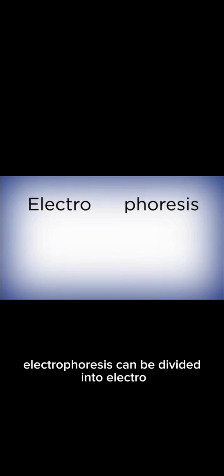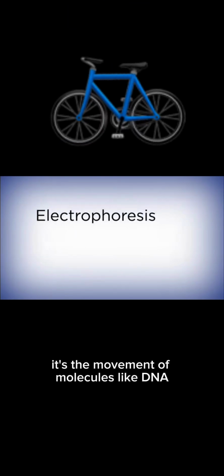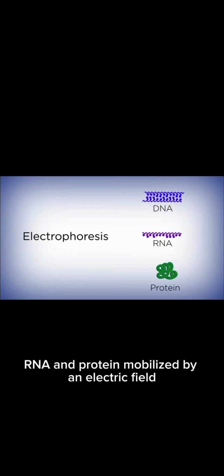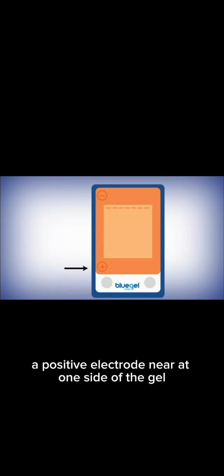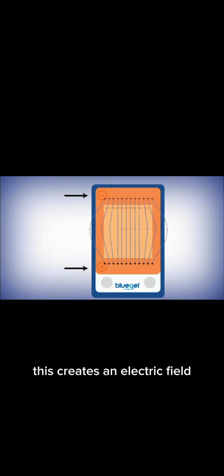Electrophoresis can be divided into electro, meaning electricity, and phoresis, meaning to carry. It's the movement of molecules like DNA, RNA, and protein mobilized by an electric field. In any gel electrophoresis setup, there are two electrodes, a positive electrode near one side of the gel and a negative electrode on the other end. When the power supply comes on, these electrodes create a difference in charge on the two sides of the gel. This creates an electric field.